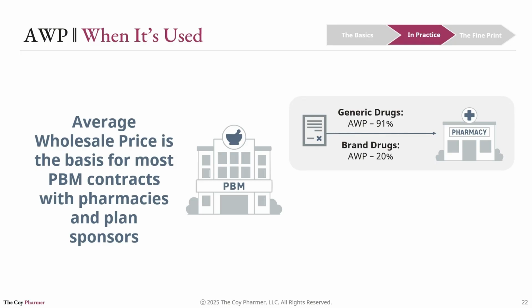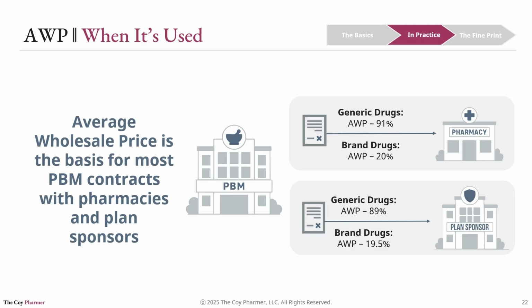Moving on, PBMs will then go ahead and package and sell the ability for plan sponsors to be able to purchase drugs on a similar basis. In this case, generic drugs would be sold to the plan sponsor at AWP minus 89% on average, and brand drugs would be sold to the plan sponsor at AWP minus 19.5% on average.